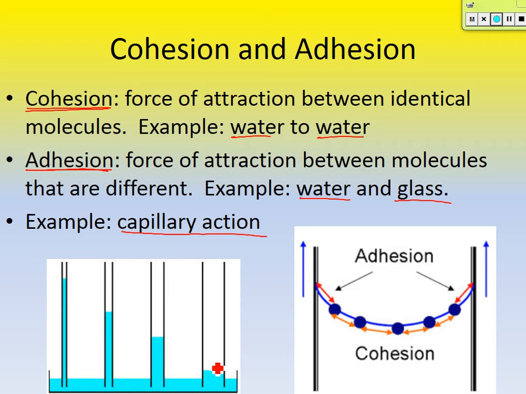Good. If you have a smaller diameter tube, this water will climb even higher. The larger the diameter of the tubing, it doesn't climb as high. And this picture over here is trying to show you the difference between cohesion and adhesion. Remember, cohesion is between molecules that are the same. So cohesion happens between water molecules. Adhesion is when they're different, so water being attracted to glass. The adhesion is seen right here, this water molecule being attracted to this glass, and cohesion is between water molecules.